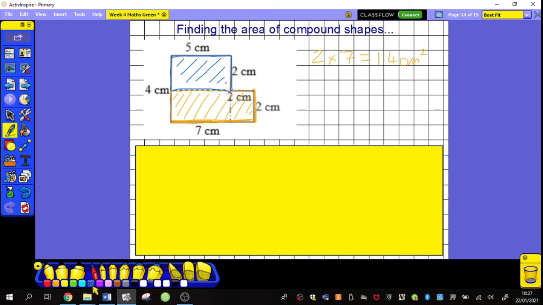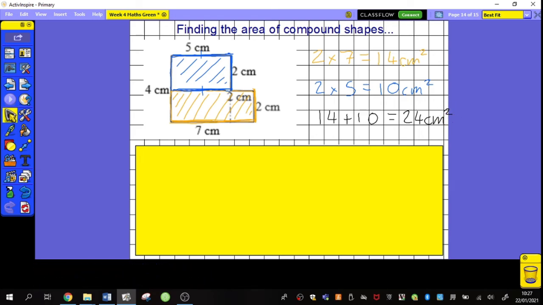Now let's find the area of the blue one. So the height again is 2 centimeters. The base this time is 5, remembering that it doesn't always have to be on the bottom because the bottom side is the same as the top side. So 2 times 5, easy, 10 centimeters. So to get the overall area of my compound shape, I'm then going to do 14 add 10, the orange add the blue, and that's going to get me 24 centimeters squared.